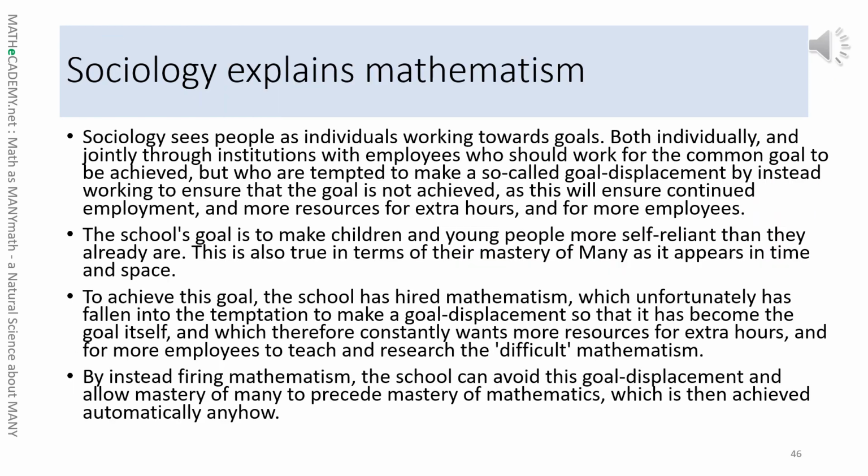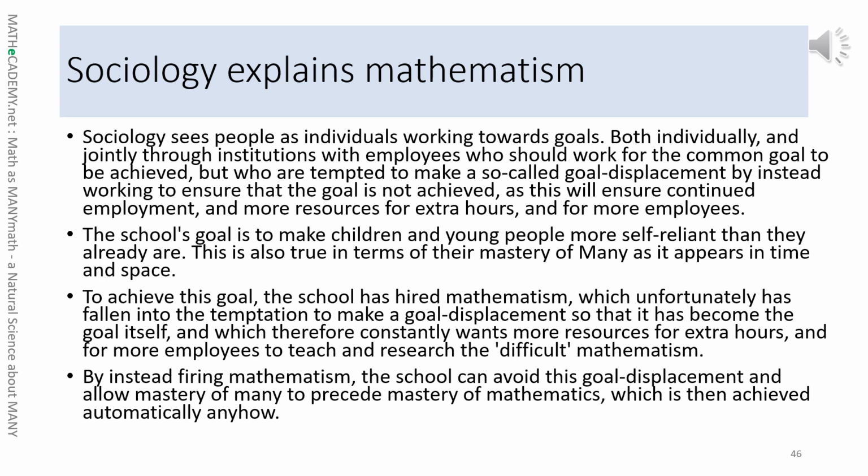Sociology explains mathematism. Sociology sees people as individuals, working towards goals. Both individually, and jointly, through institutions with employees, who should work for the common goal to be achieved, but who are tempted to make a so-called goal displacement, by instead working to ensure that the goal is not achieved, as this will ensure continued employment, and more resources for extra hours, and for more employees.